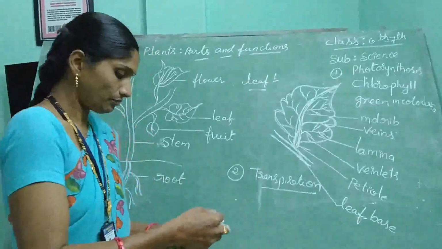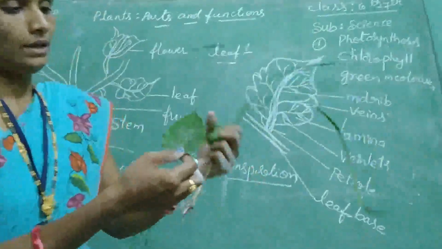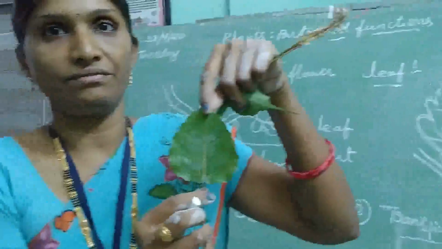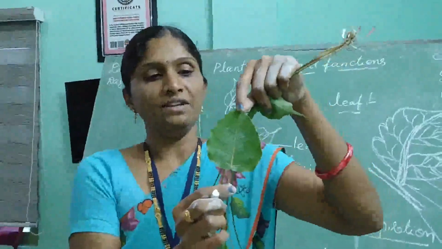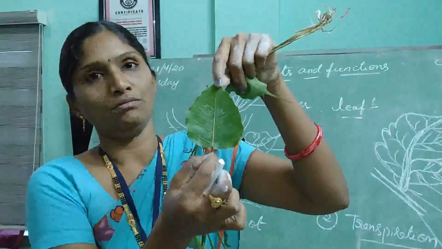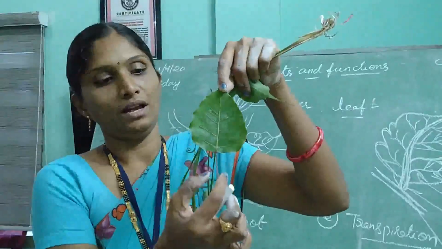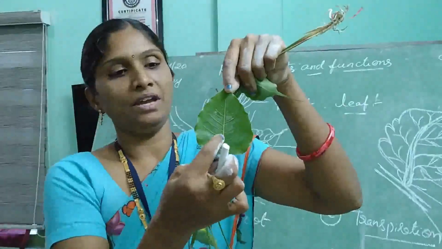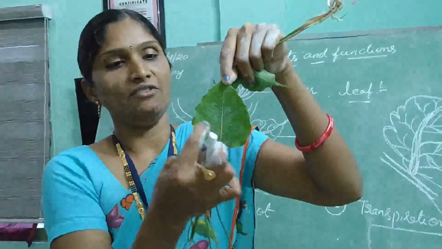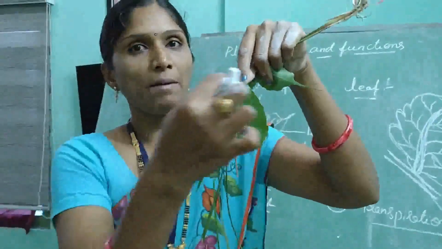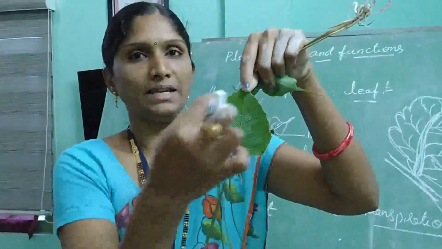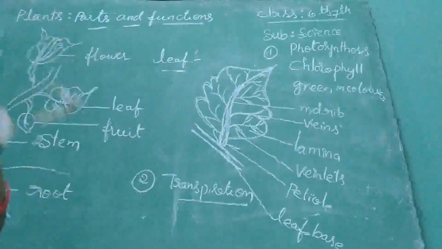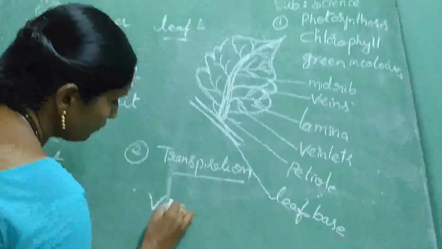This is the leaf. This leaf consists of petiole, leaf base, midrib, veins and veinlets. This total web-like arrangement is known as venation. The web-like arrangement is known as venation.